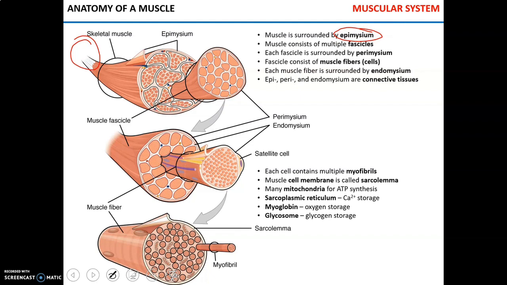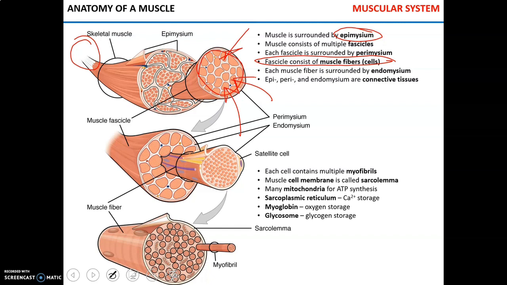Under the epimysium, we find the muscle, which consists in turn of multiple fascicles. Each fascicle is surrounded by a layer of connective tissue known as perimysium. Now, each fascicle consists of a bunch of muscle fibers, individual muscle cells.